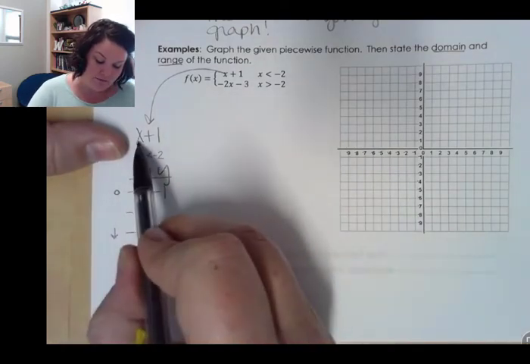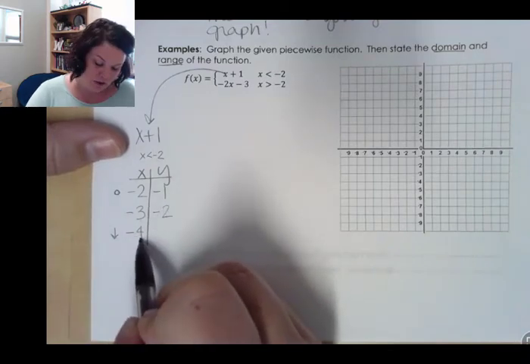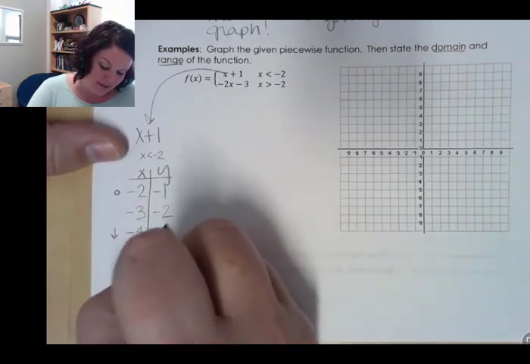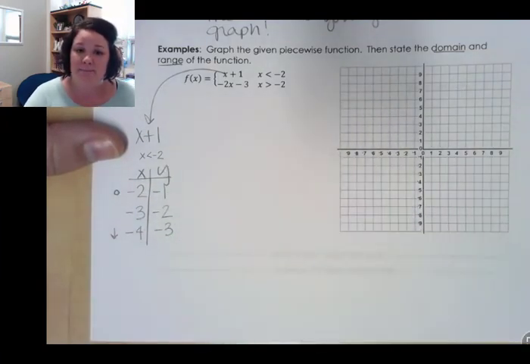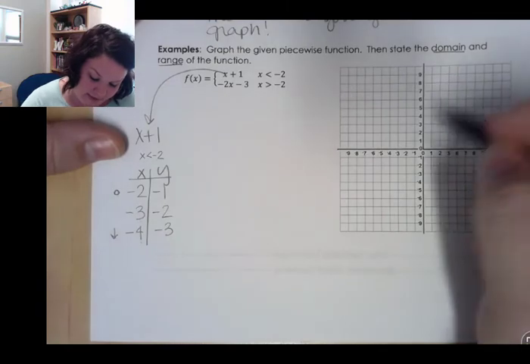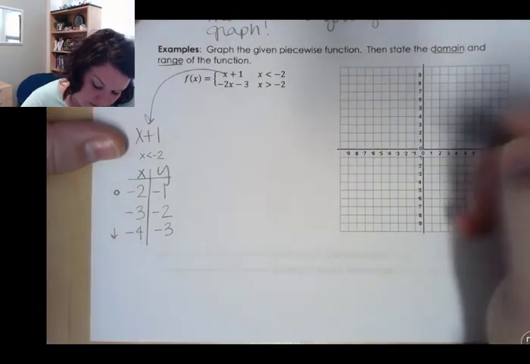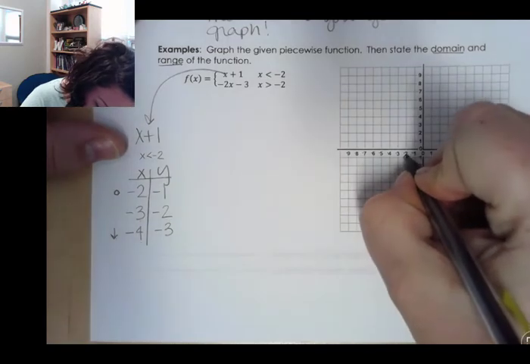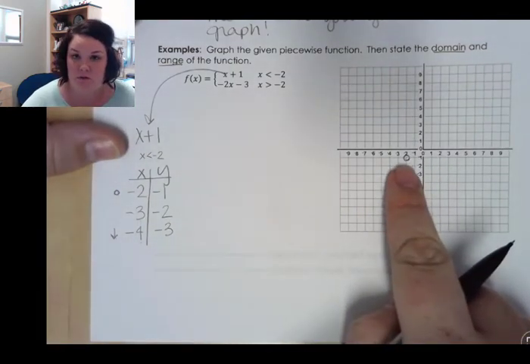-3 plus 1 is -2. And when I plug in -4, -4 plus 1 is -3. So I now have enough points to graph that piece. Over here on my graph at -2, I go to -1, which is down here. And remember, that point is not included, so I want to make sure I use an open circle there.